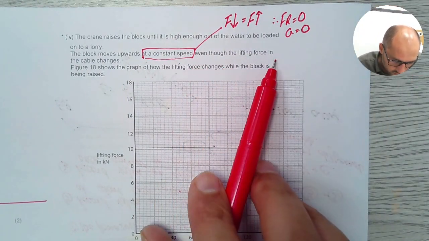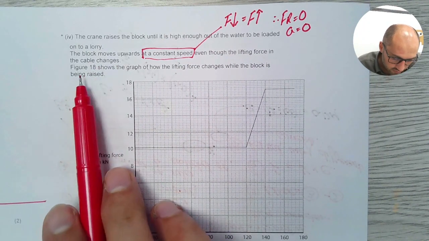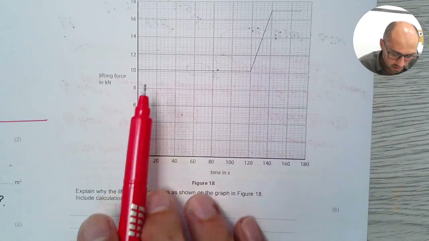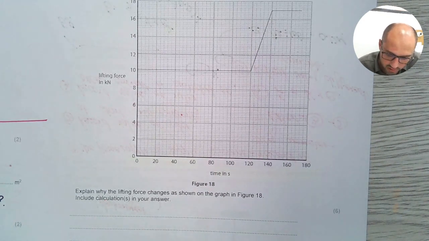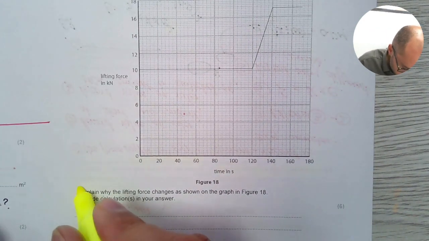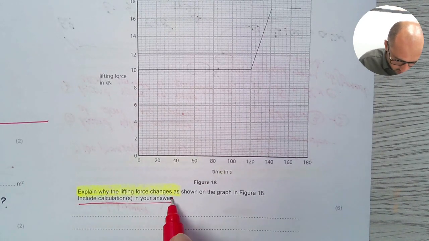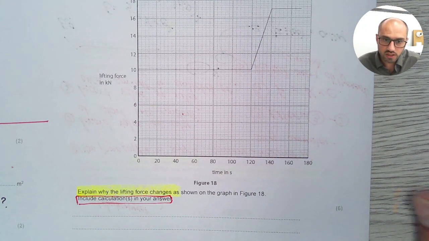It says even though the lifting force in the cable changes. So they're telling us that the lifting force in the cable will change over time. Figure 18 shows the graph of how the lifting force changes while the block is being raised. It says explain why the lifting force changes as shown on the graph in figure 18. Include calculations in your answer. So two aspects: one is we have to explain why the lifting force changes, and the second is we have to include calculations in our answer.